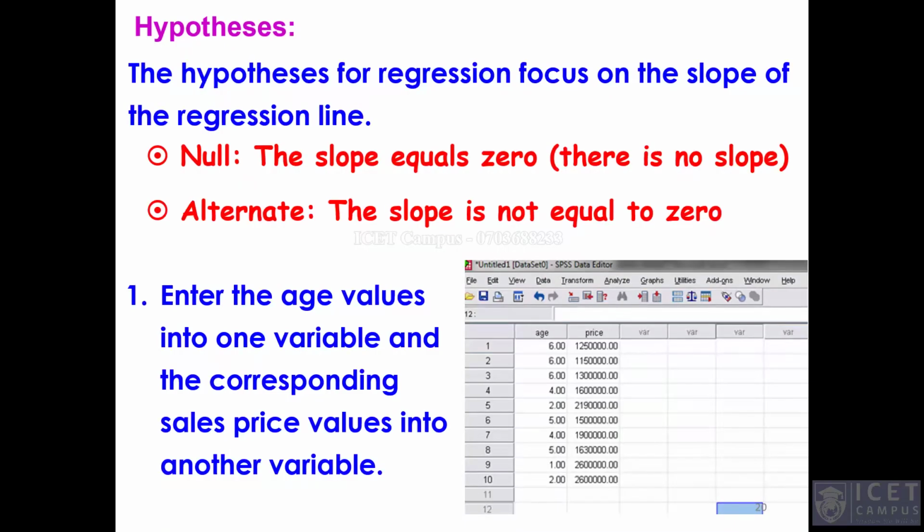Enter the age values into one variable and the corresponding sales prices into another variable. Yes, we can enter this, like this.